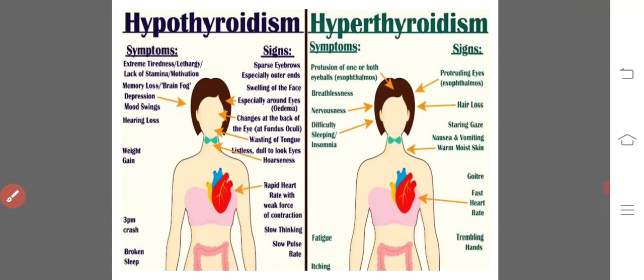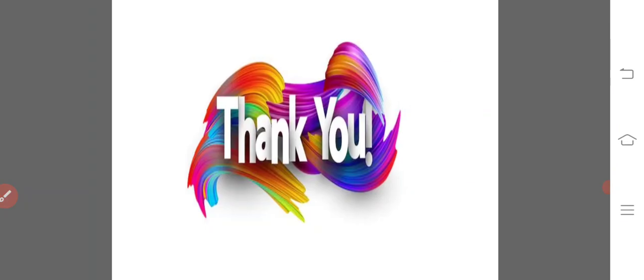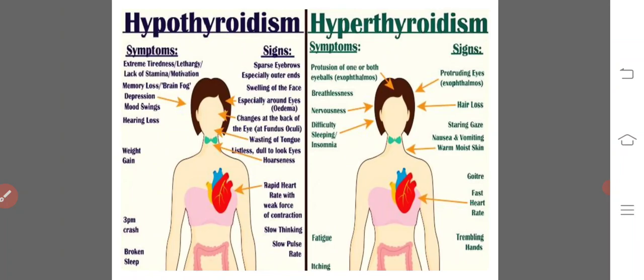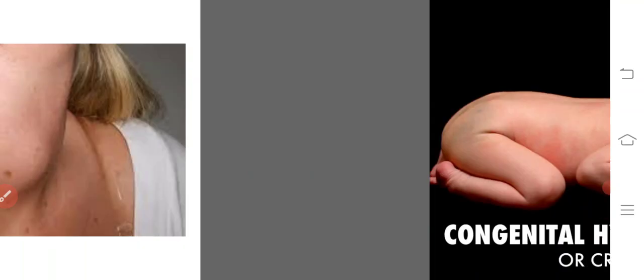Here we have compared the symptoms and signs of hyperthyroidism and the hypothyroidism. So most of them are equally opposite to each other. So this is all about the thyroxine hormones. Let us see one more thing, that is calcitonin. Calcitonin is also known as the thyrocalcitonin.